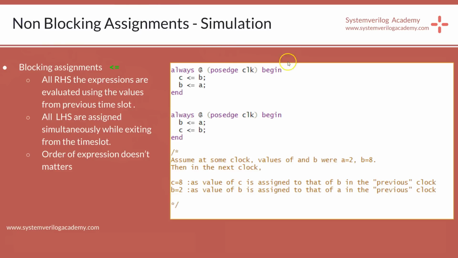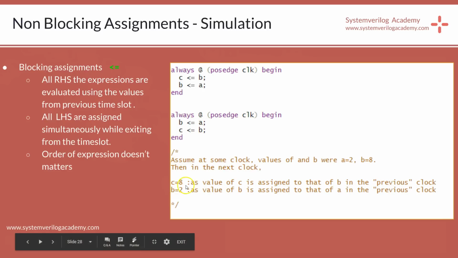Thus, B will be assigned with the value of A from the previous time slot, which is 2. And C will be assigned not with the value of B from this time slot, which is 2, but with that of the previous slot, which is 8. That is, B will be equal to 2 and C will be equal to 8. This result is exactly the same as the above example.